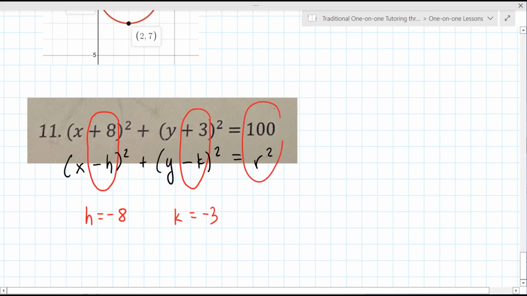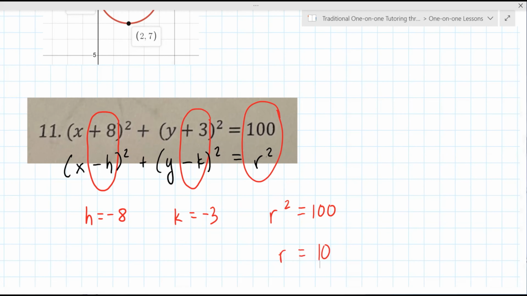So finally, you solve this equation. You set r squared equal to 100. Can you tell me what value of r, when you square it, gets you to 100? What is the value of r? The value of r is 10. Very good. Awesome.